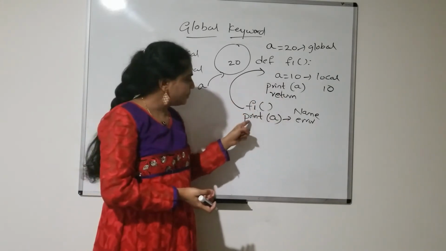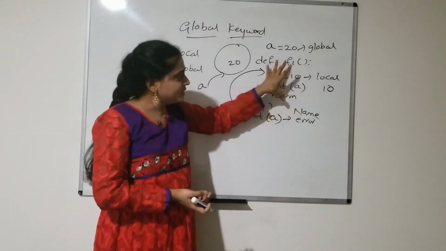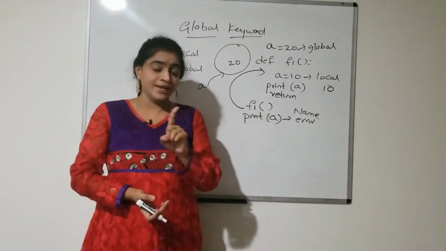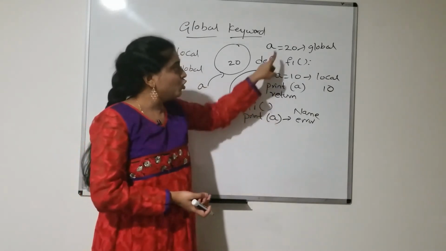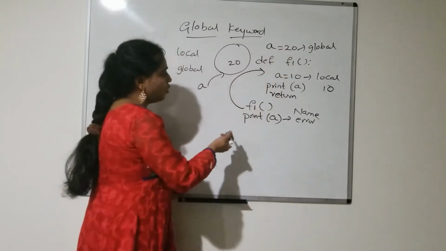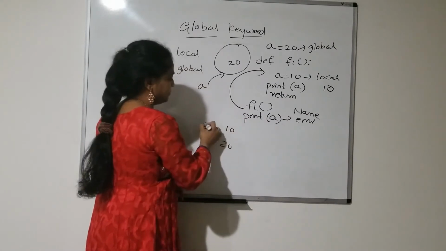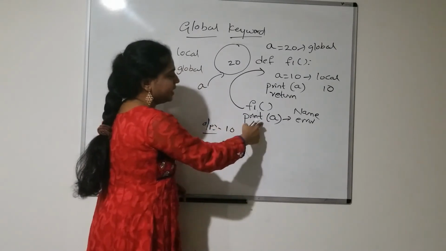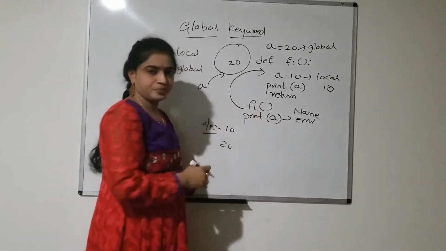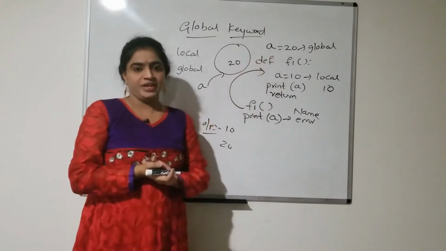Here I am using print of A. The scope of the local variable is within that function only, right. So, print of A means now you won't get any error message because I have a global variable here, right. So, the output is now 20, 10, 20 for this program. Here it takes this value. Okay. So, that is about the global variable.